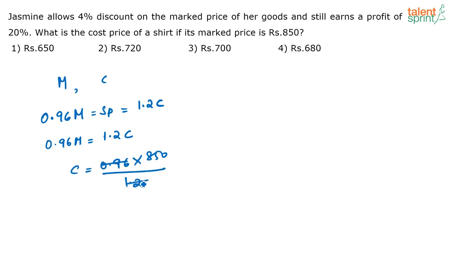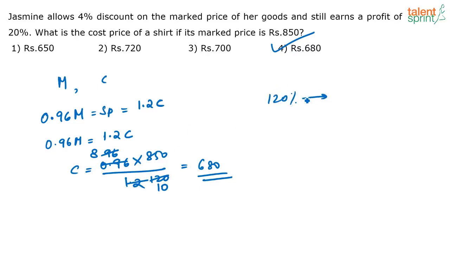So here 12 will go in both, right? This can be written as 96, this can be written as 120. So this is 8, 10. That's all. 85 into 8. That is your answer. That is 680. Option 4. Hope it is clear. You just equate the marked price and the cost price, find the value. Well, that's what we exactly did.